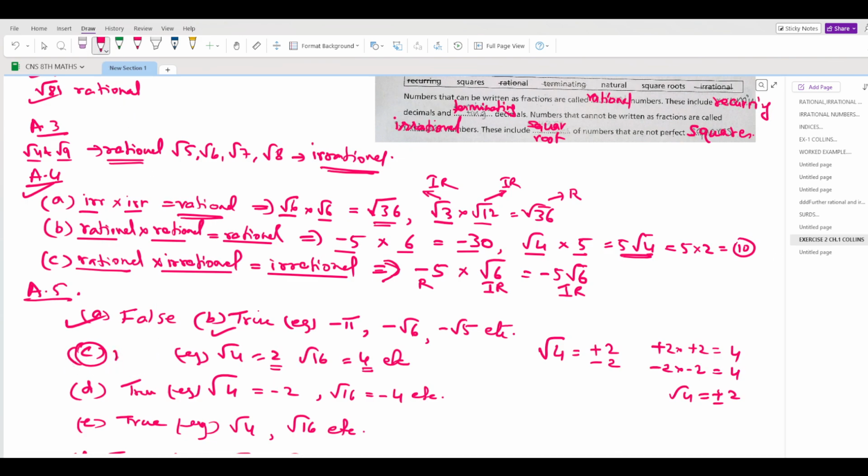Right? And since it is false, you need not give any example. See, I tried to give the example as root 4 is equal to 2, but I know very well root 4 can be minus 2 as well. So if it is minus 2, then minus 2 is not a natural number. So see, this is all depending.